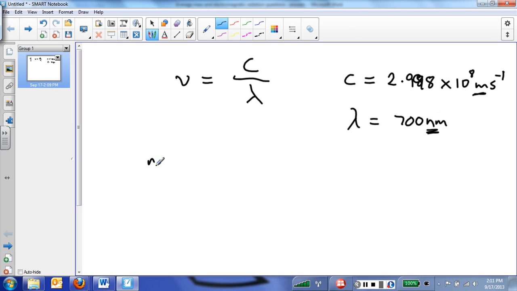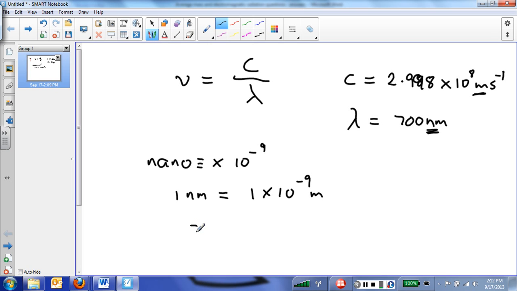Since nano simply means times 10 to the minus 9, or is equivalent to 10 to the minus 9, then we can say that 1 nanometer is equal to 1 times 10 to the minus 9 meters. And if we have 700 nanometers, then we would simply multiply 1 times 10 to the minus 9 by 700.